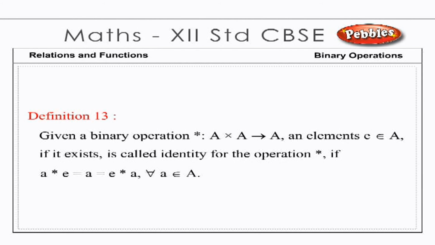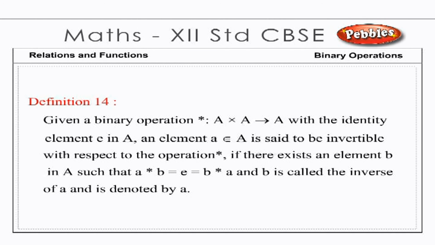Definition 13. Given a binary operation * from A × A to A, an element e belongs to A, if it exists, is called identity for the operation * if a * e = e * a = a for every a belongs to A. Definition 14. Given a binary operation * from A × A to A with the identity element e in A, an element a belongs to A is said to be invertible with respect to the operation * if there exists an element b in A such that a * b = b * a = e, and b is called the inverse of a and is denoted by a inverse.